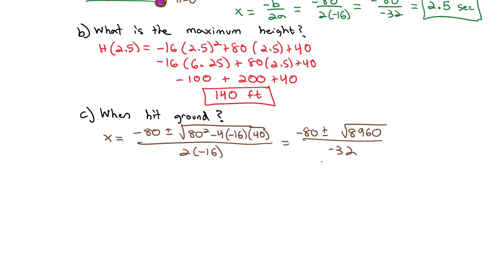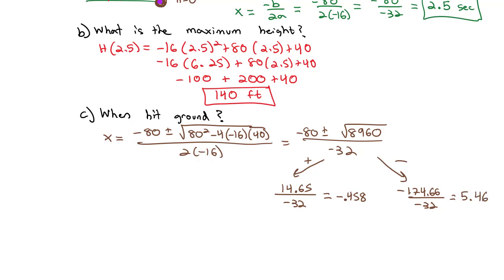Then I'm going to do two possibilities, one with the plus and one with the minus. I'll just type in my calculator negative 80 plus the square root of 8,960. And that's going to be 14.65 over negative 32, which equals negative 0.458. If I do the minus, negative 80 minus the square root of 8,960, I get negative 174.66 divided by negative 32, which is equal to 5.46.